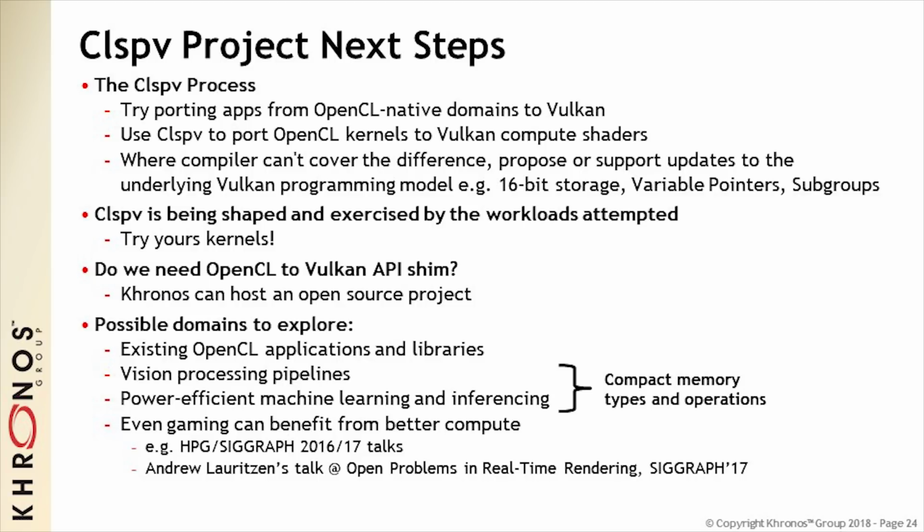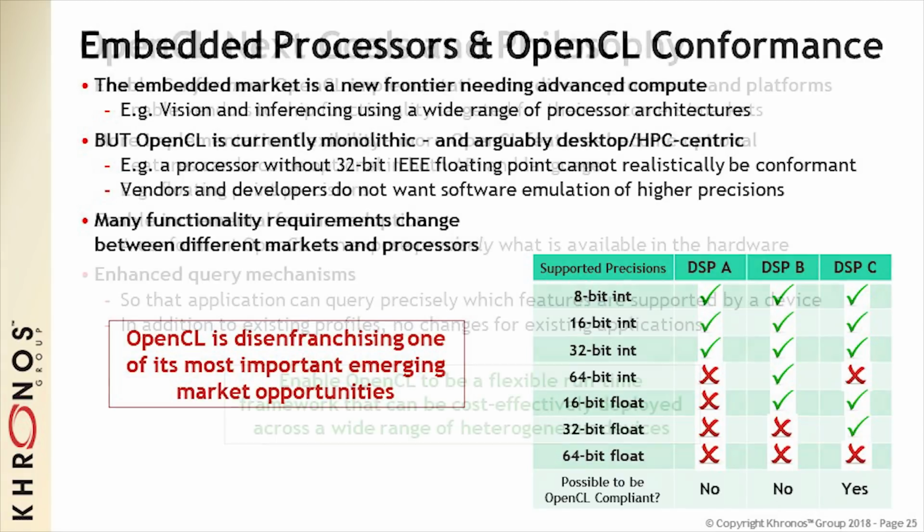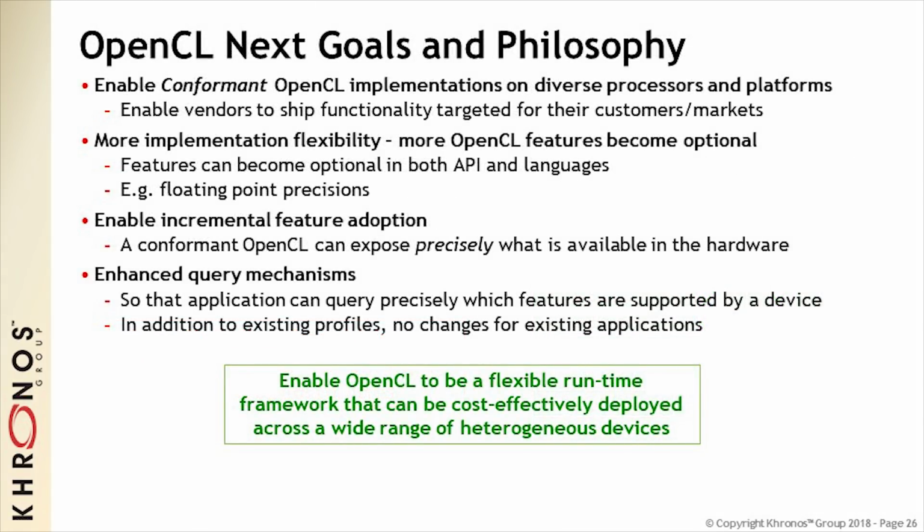So, last but not least, let's talk about the mainline OpenCL Next roadmap. A lot of the roadmap discussions for OpenCL Next came from this realization I mentioned earlier, that we have a bunch of processors out there, many of them in the embedded space, and because we've had this historical desktop HPC-centric background, we inadvertently completely locked them out from being OpenCL conformant. Many of these smaller processors do not have the levels of precision. They don't need it for the markets that they're trying to address. And this is just one example. There are many different functionality requirements that change as you go from processor to processor, from market opportunity to market opportunity. So deployment flexibility is the key.